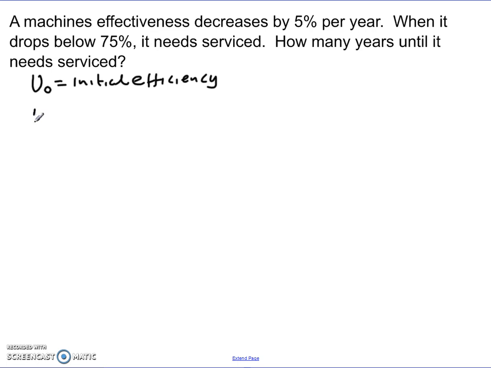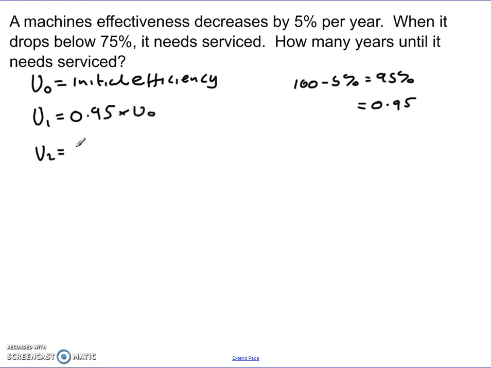This will then allow me to say, right, so after the first year, I know it's going to drop by 5%, so I know it's going to be 100, take away the 5%, so it's going to be 95% effective each year, which is 0.95. So my U1 is going to equal 0.95 times my U0. My second year is then going to continue this pattern on. It's going to be 0.95 times my U1, but again I can write U1 in terms of this. So I could say it's 0.95 times 0.95 U0, which is 0.95 squared U0.